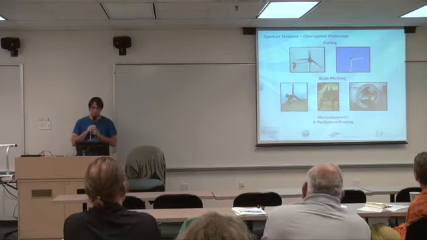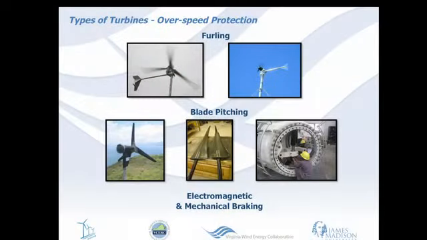So, okay, there we go, overspeed protection. So furling is an interesting design mechanism. I don't know how well you can tell from those pictures, but it is essentially a way in which the turbine is designed where the rotor will get turned out of the wind, either vertically or horizontally. Horizontal would be in the picture on the right, vertical would be in the picture on the left.